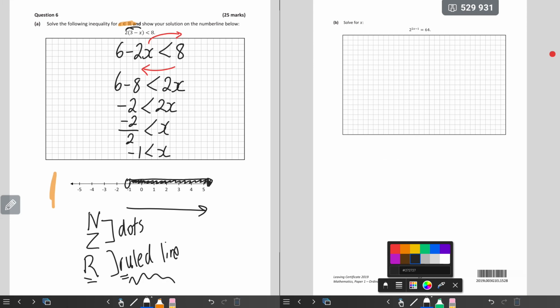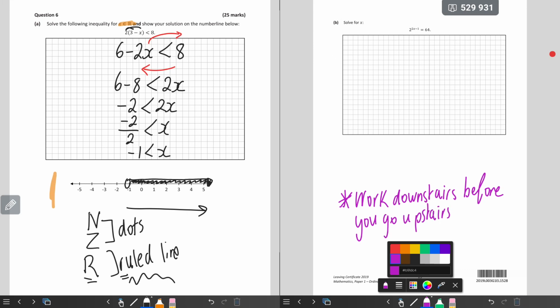This one, I never actually spent much time doing. I'll show it to you now. A good student will get this. You know, what you do here, like junior cert higher level would have looked at this. I would have said to them, you work downstairs before you go upstairs. What that means, get them to the same base. So I want to write each of those as 2 to the power of something. So I've got 2 to the power of 2x minus 1.